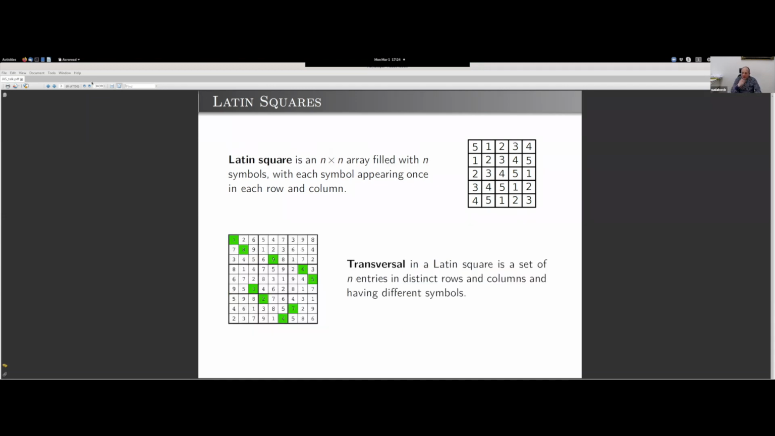When you're talking about Latin squares, an important object is a transversal. A transversal in a Latin square is a collection of n entries which appear in different rows and columns, and contain n different symbols. For example, this green thing on the screen is a transversal in a Latin square.